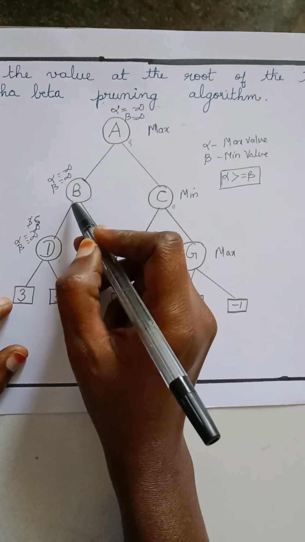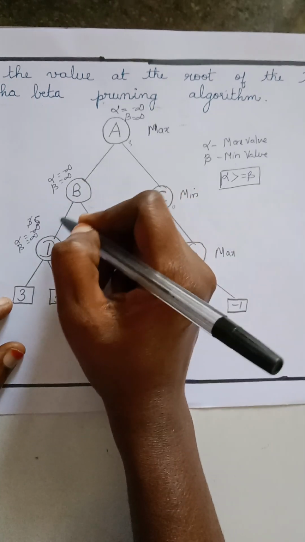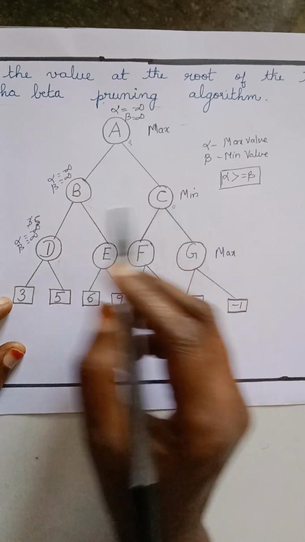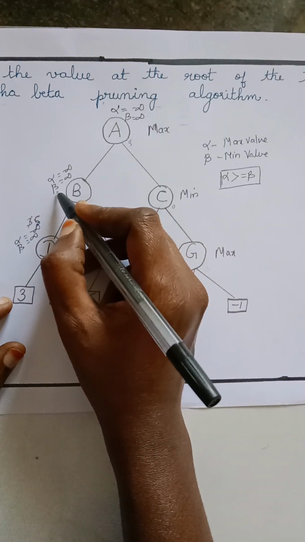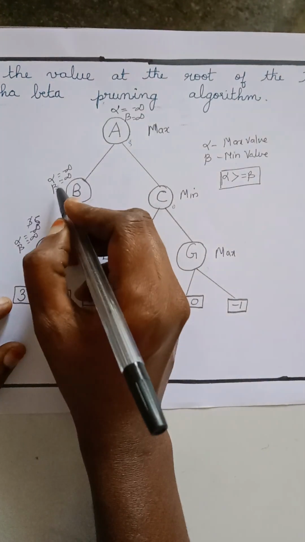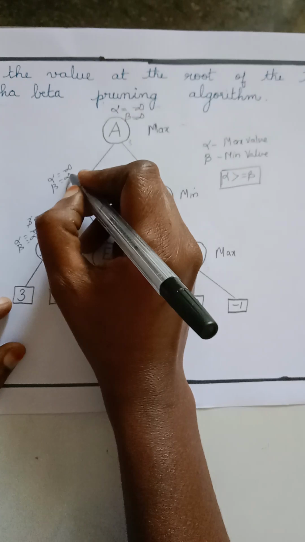Next we go to the top, to the B node. The B node is a minimum node, a minimum level, so we have to update the beta value. You update alpha when it is a maximum level, and you update beta when it is a minimum level.